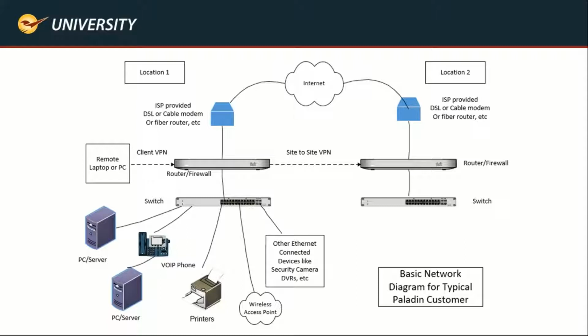Connected to that switch are all the devices that you use in your business. So PCs, servers, voice over IP phones, Ethernet connected laser printers, wireless access points, devices like security camera DVRs. We have customers with solar panel array management interfaces, heating and air conditioning interfaces. So pretty much any Ethernet connected device that you can think of can be connected on the inside of that network. So if you have a single store, single location, that's what it looks like, what's on the left of your screen. If you have multiple locations, you'll have the same thing at the other locations.